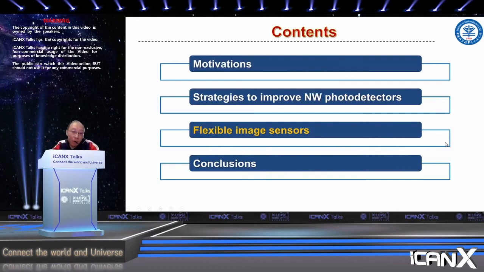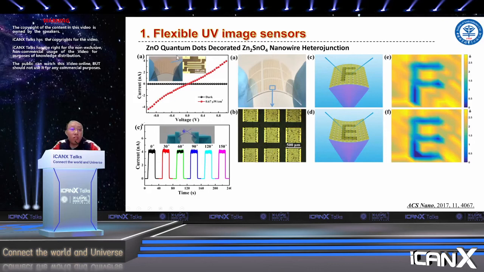First one is flexible UV image sensors. The material we use, as I told you before, is quantum dot decorated zinc oxide nanowires. And with these quantum dots, we can enhance the performance. Just like I just said, these devices also show very good performance under different bending states. Then we can design this large area image sensor and apply UV light irradiation. Then we can really get some images. For example, we can get information about the different photocurrent, and then we can get the image. We can use the letter F, and they can get an image of that.